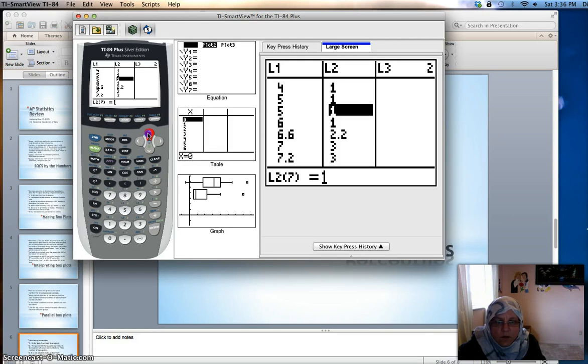Now, what do we do with all these different ones here? What percentile would those be at? That's a good question.